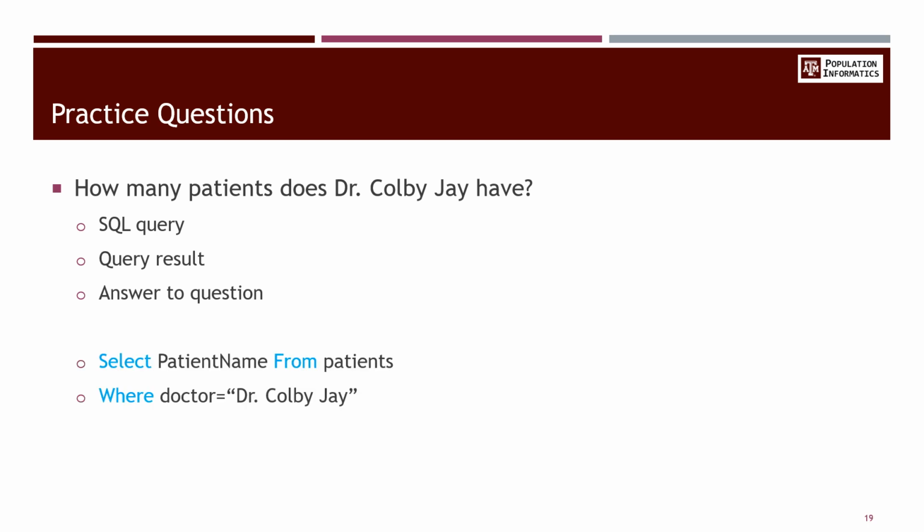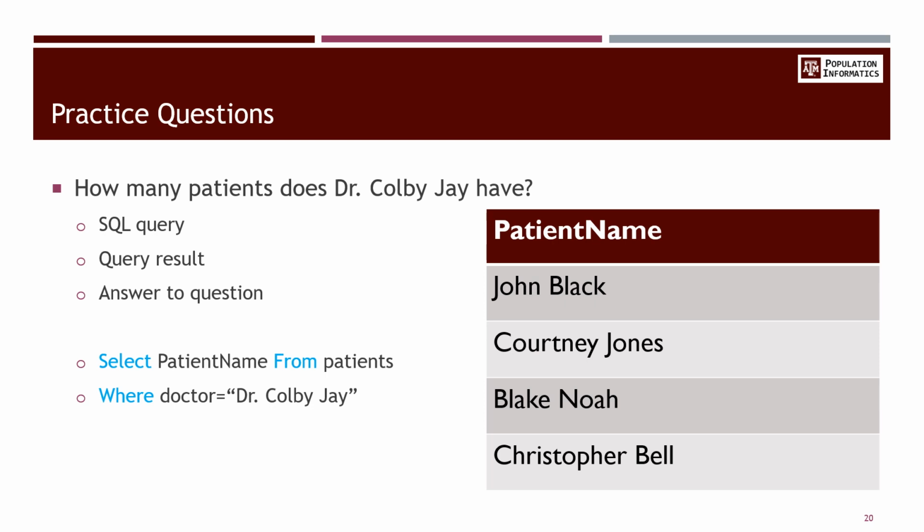One SQL query may look like this. Select patient name from patients where doctor equals quotes Dr. Kobe J. Then I predict that SQL will return this table of 1 column and 4 rows with John Black, Courtney Jones, Blake Noah, and Christopher Bell. Then, looking at this table from SQL, the real-world answer is Dr. Kobe J. has 4 patients.